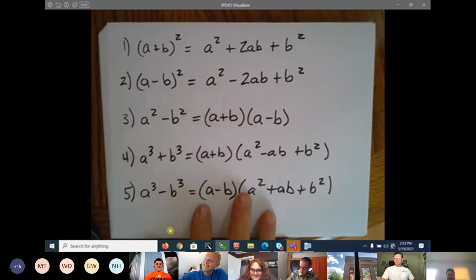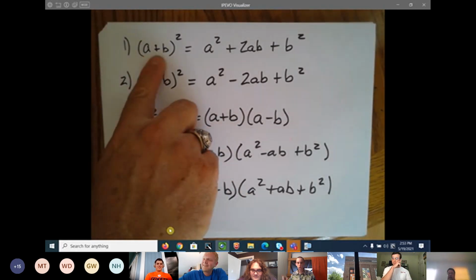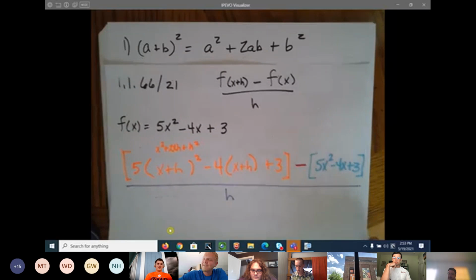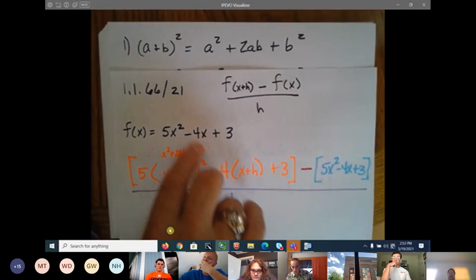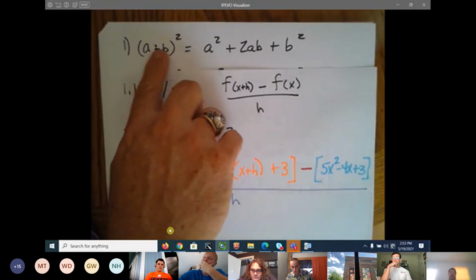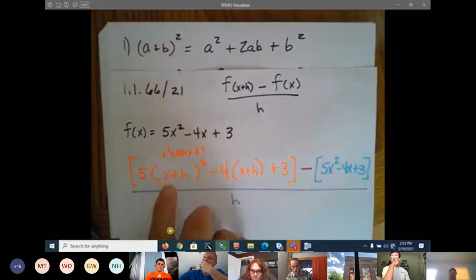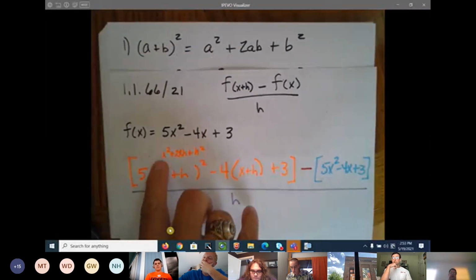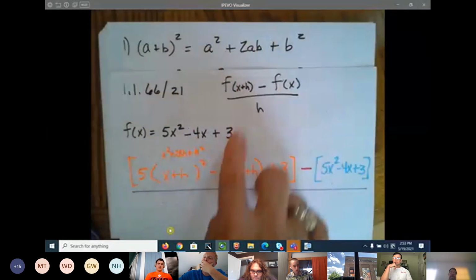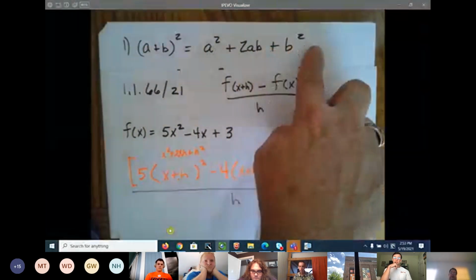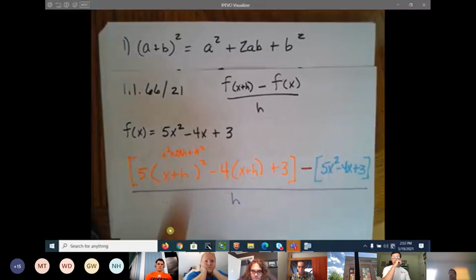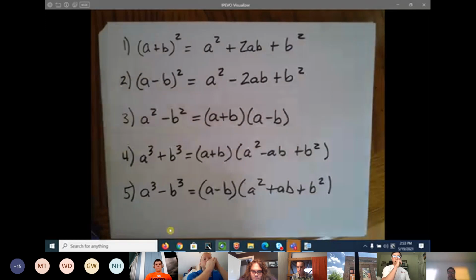All right. So it looks like this one. A plus B quantity squared looks like this one. So I just wrote A, which is x squared plus 2 times xh plus h squared. Okay. I'm going to give you a second to finish that.